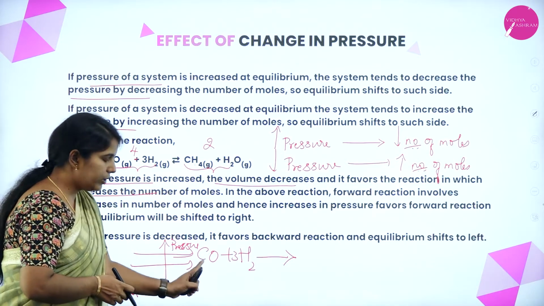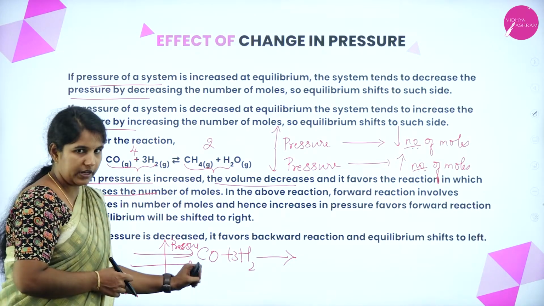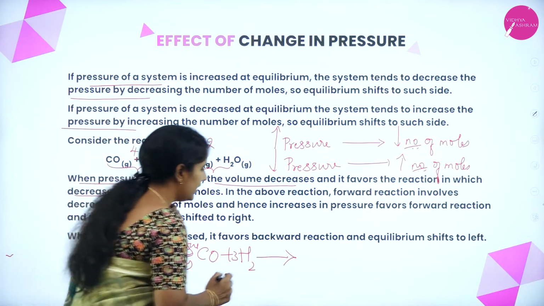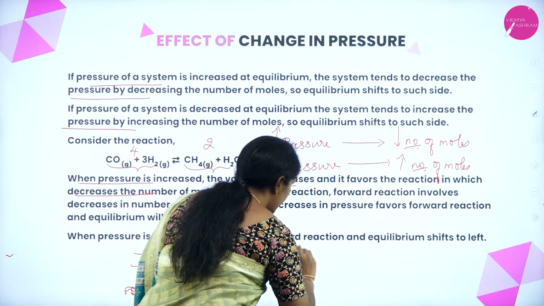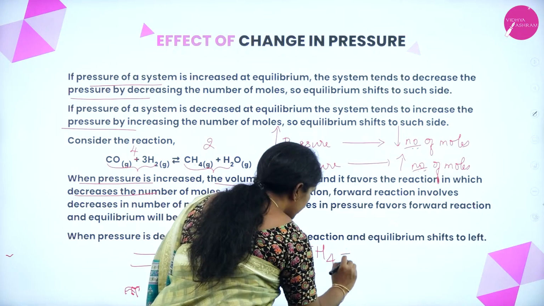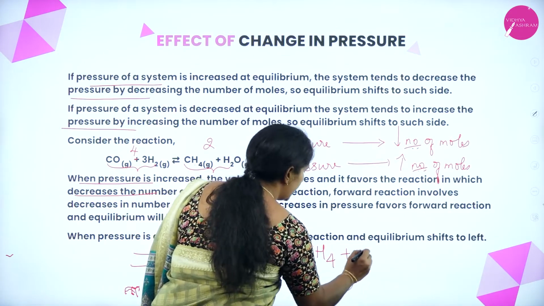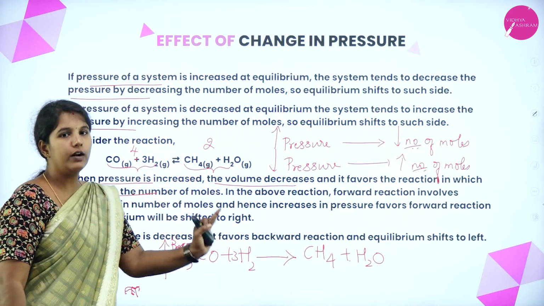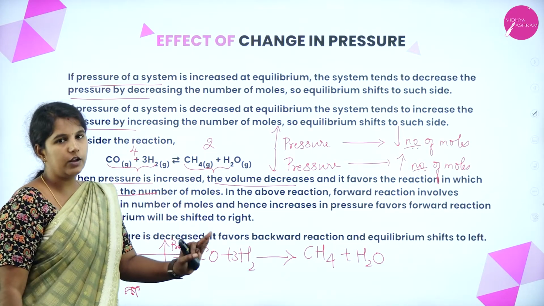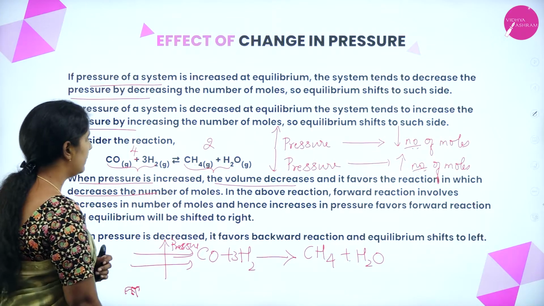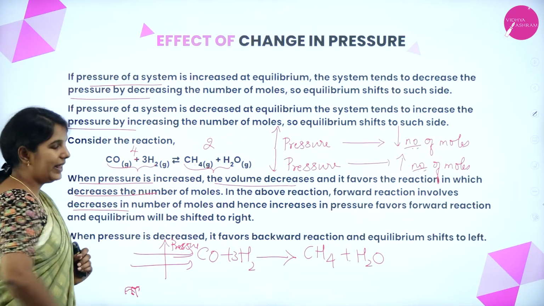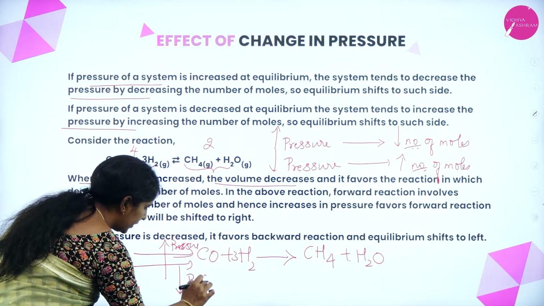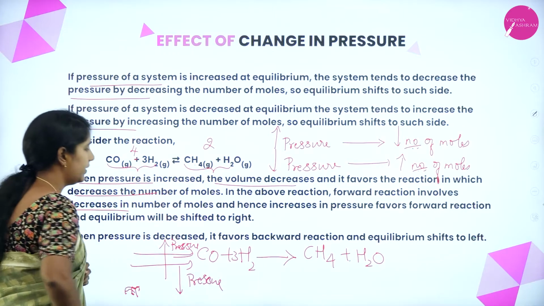In this way, when you increase the pressure of this system which is already at equilibrium, it will decrease the number of moles, so that it is favoring the forward direction. So the reaction will move in a forward way. Suppose if I decrease the pressure of the system, what will happen?